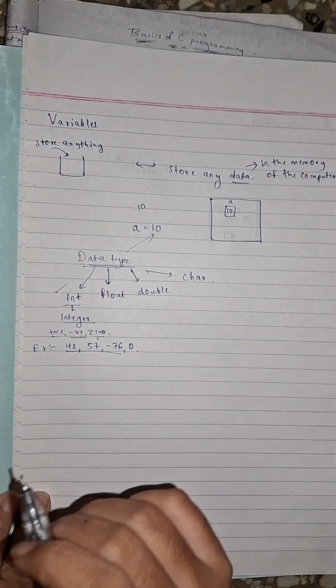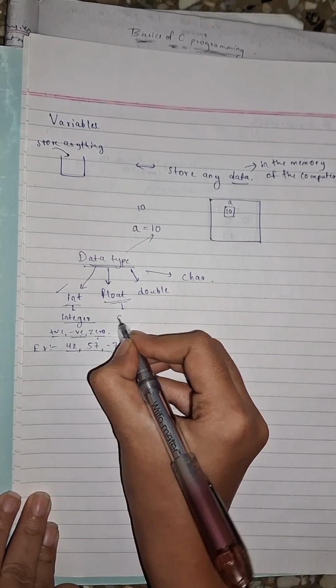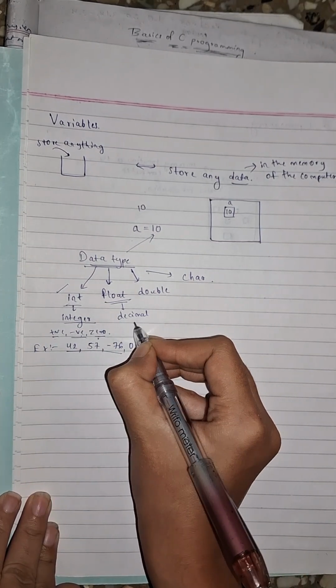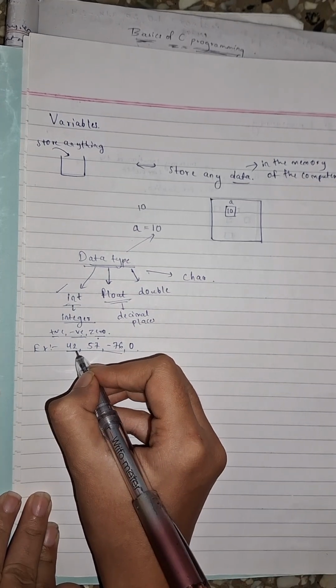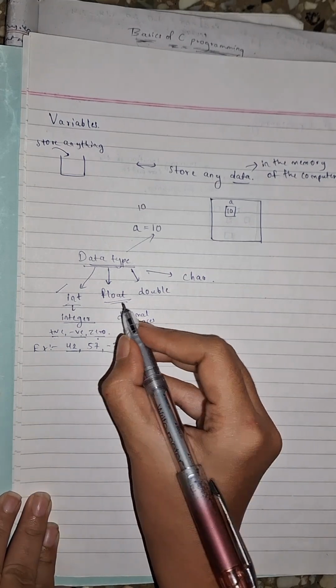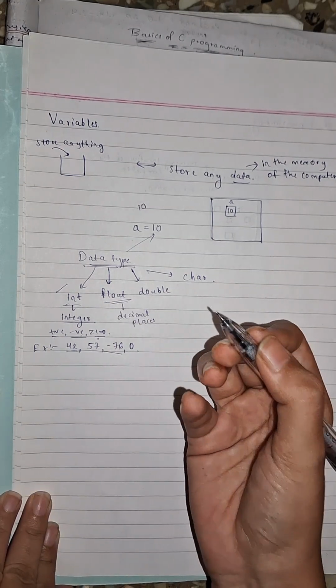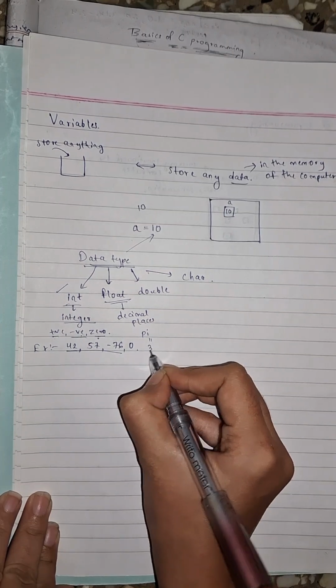So then what is float? Float is a new word for you. Float means decimal places. Here we were talking about whole numbers, meaning without any fractional part, without any decimal places. But if we want to store any number which has decimal places, like the value of pi, what is the value of pi?